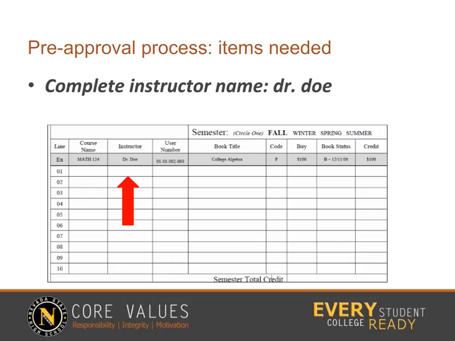The second column in the middle section asks for your course instructor. This also can be found on your eFollett.com printout. Your assignment here is to use Dr. Doe as an example and write it under the instructor column on your hard copy of the textbook form now. Click to the next slide when you are ready.